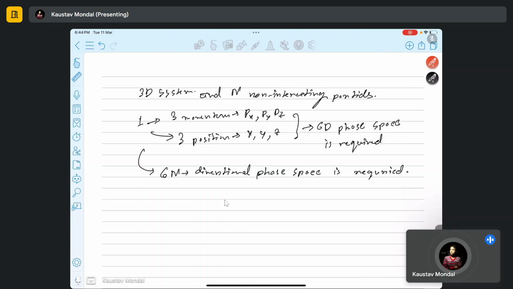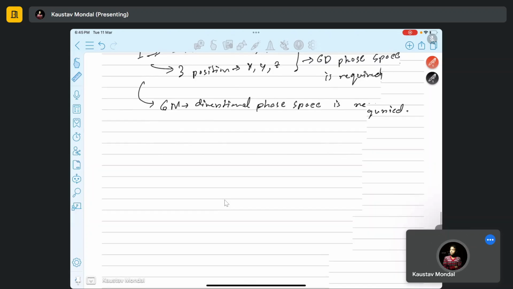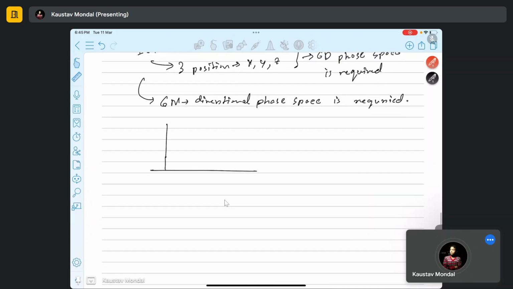So a 6N dimensional phase space is required to describe the motion of the non-interacting particles in the system, and each point in this 6N dimensional space, which is called the phase space of the system, basically denotes a microstate of the system. Now in the problem we have been asked to find the volume. Let's suppose this is a simple plane of x and p. This is also a phase plane.